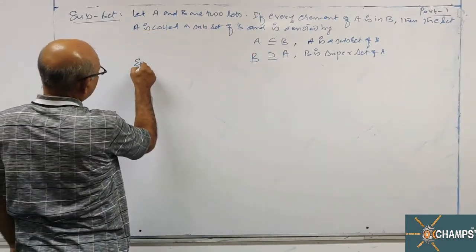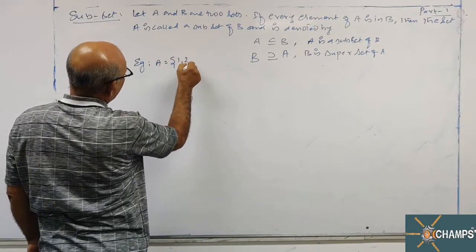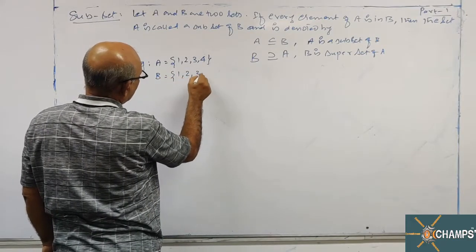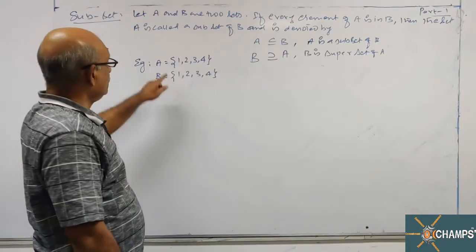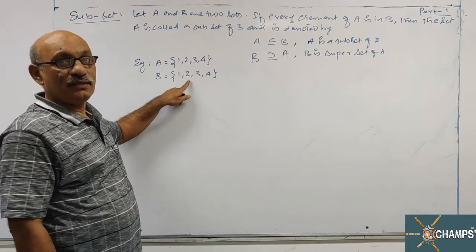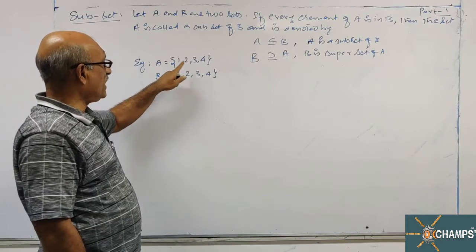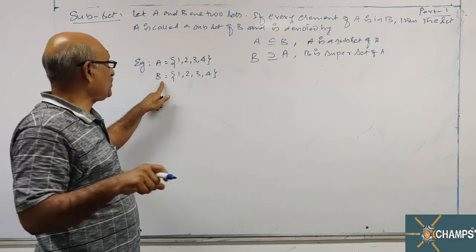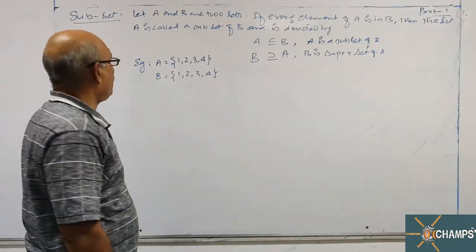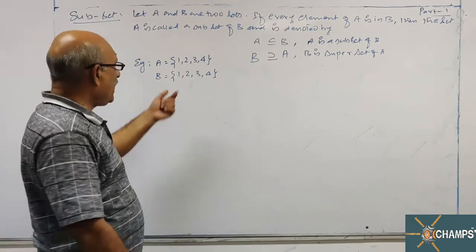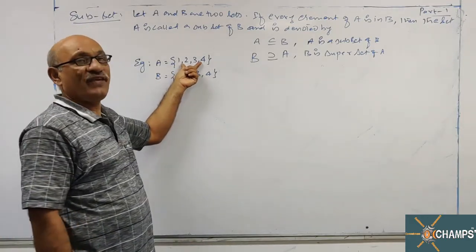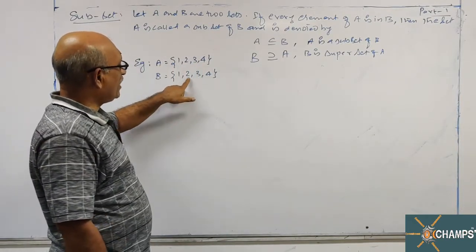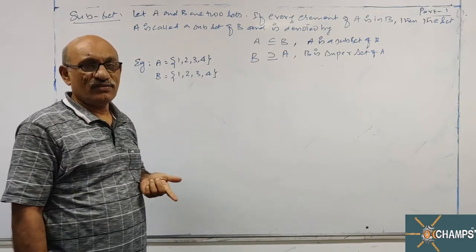See an example. A is equal to 1, 2, 3, 4. B is equal to again 1, 2, 3, 4. Let us see. Every element of A is in B. So this set A, when I see from set B's point of view, is derived from B. I selected 4 elements from set B. Therefore set A is a subset of B. Here you can see B is a subset of A also. If I see B from A's point of view, every element of B is in A. So you can say B is a subset of A.